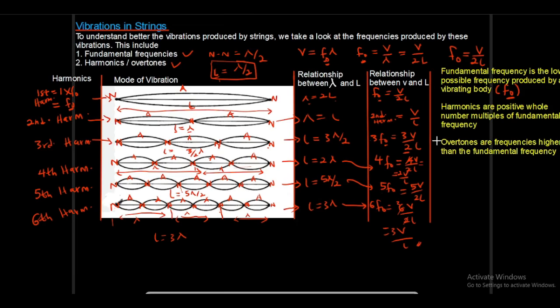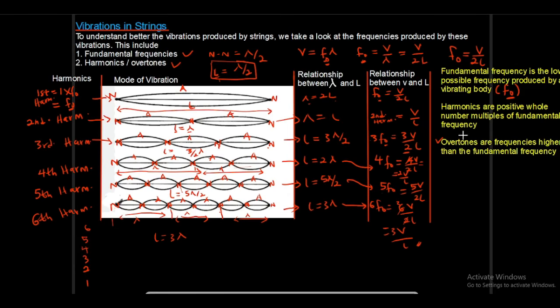Now the next thing which we are going to talk about, which is very, very important, is the overtones. Now overtones are simply frequencies that are higher than the fundamental frequency. Now to get the corresponding overtone, I usually advise students to go with this trick. All you need to do here is to arrange your harmonics from 1 to maybe 6 or 7. In this case, we have 6, so we can just stop at 6. So we have 1, 2, 3, 4, 5, and 6.